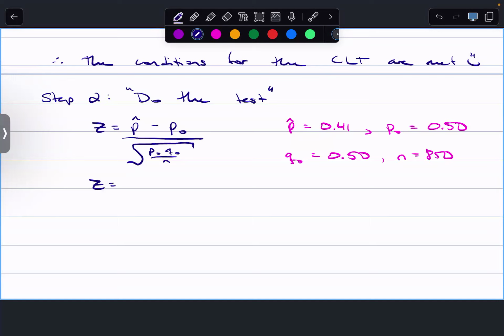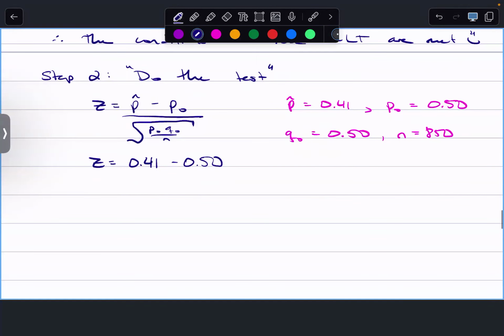Now if I was on a laptop, I would probably prefer to use Excel to do this calculation. I'm going to try my best, but I'm going to write them out here first. So I'm going to do 0.41 minus 0.50. How far is my sample proportion from my hypothesized proportion, taking into account the spread, which is going to be 0.50 times 0.50 divided by 850 and then square root it.